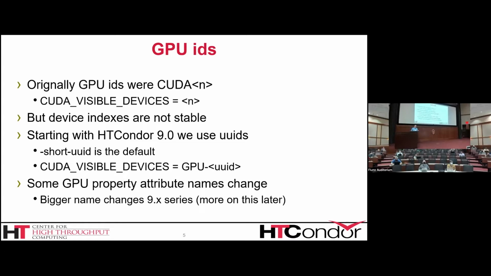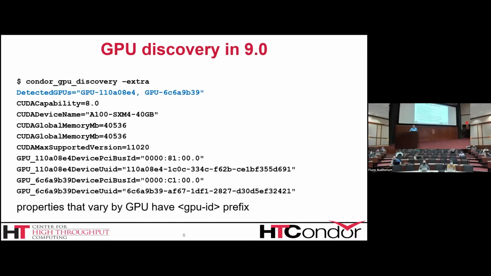It turns out that the first 32 bits of that is sufficiently unique and allowed by NVIDIA as the GPU identifier. And so that's what we use. We use the argument short UUID by default to discovery that says, spit out these IDs that are the first part of the number. So this is what discovery looks like in HTCondor 9.0 with this short UUID output. Now the detected GPUs are GPU and some random number, GPU and some random number.